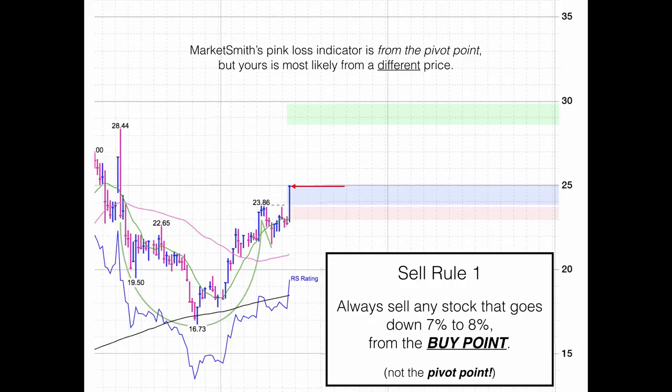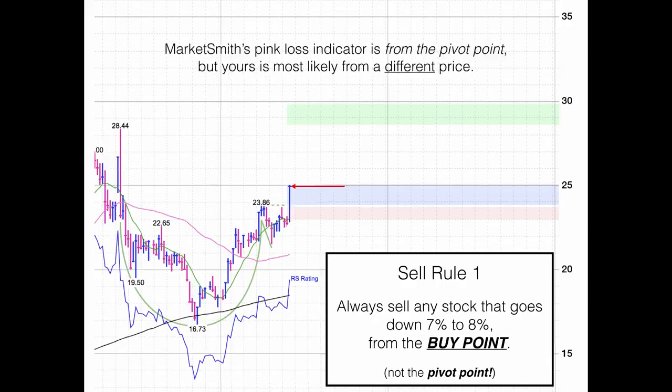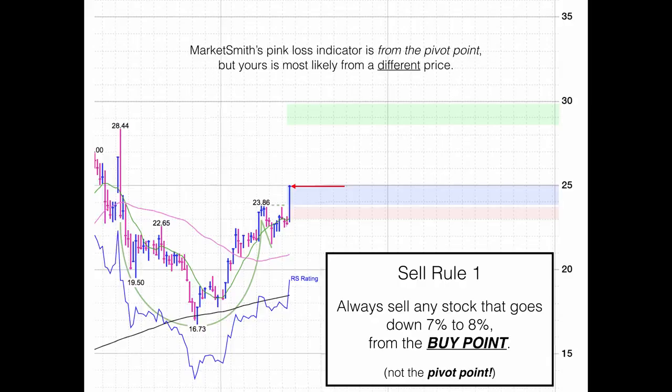Now, this is why you don't want to chase these stocks, because you're going to have to sell this if it gets down in the pink zone, and that's pretty close now. But the point of this is Market Smith's pink loss indicator is from the pivot point, and it's different from the price you paid more than likely. So you have to not always rely on that.